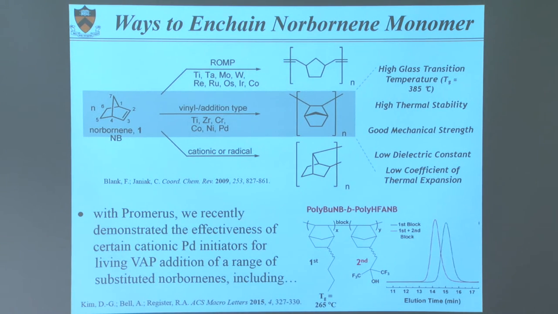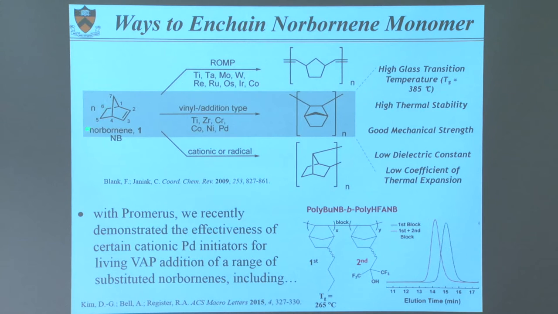And as you can probably guess just by looking at the structure, if you have this bicyclic ring in the backbone, every monomer unit, these polymers have very high glass transition temperatures. And that turns out to be relevant for the application here. The unsubstituted parent compound has a Tg of 385. Okay. And, of course, you don't have to stick with the parent compound.